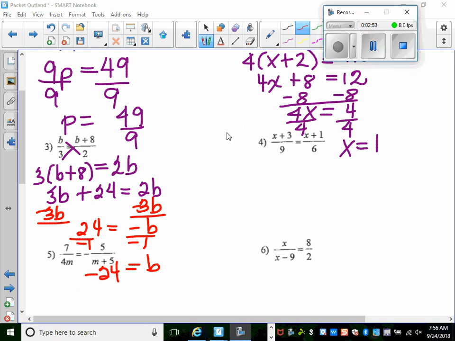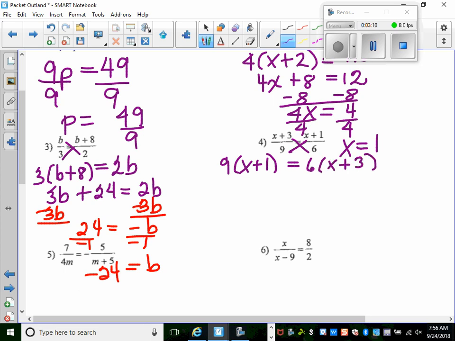On to question number 4. We're going to cross. Doesn't matter which way you go. So this will give us 9 times x plus 1. Cross the other way will give us 6 times x plus 3. Okay. So we'll distribute and get 9x plus 9 on the left. Distribute on the right, we'll get 6x plus 18.